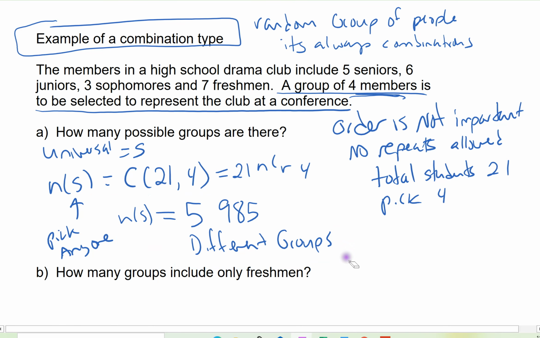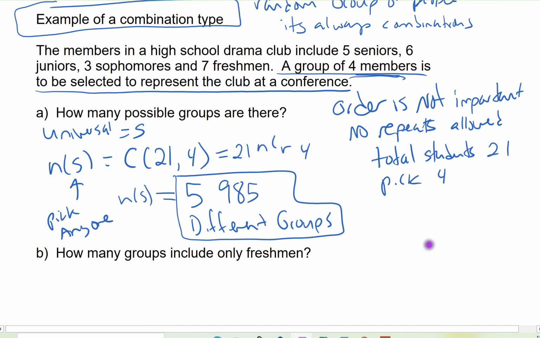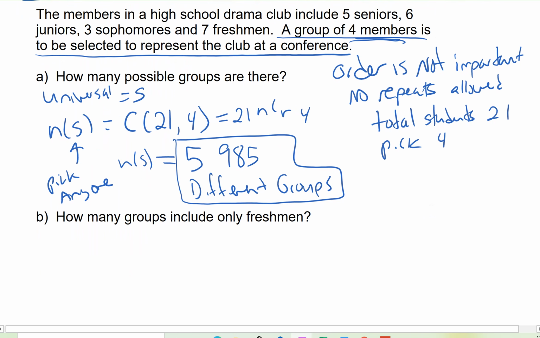I covered up the last example. Next example. Alright, so that's the universal. The rest of these are all going to be subsets of that, so they all should be less than 5,985. Alright, so the first subset is I want a group of all freshmen. So how many of my 5,985 are groups of all freshmen? Well, I'm only selecting freshmen, right? And so there is now, instead of looking at everybody, I'm only picking freshmen. Well, there were 7 freshmen. I still have to pick 4. I'm just picking 4 from the 7 freshmen.